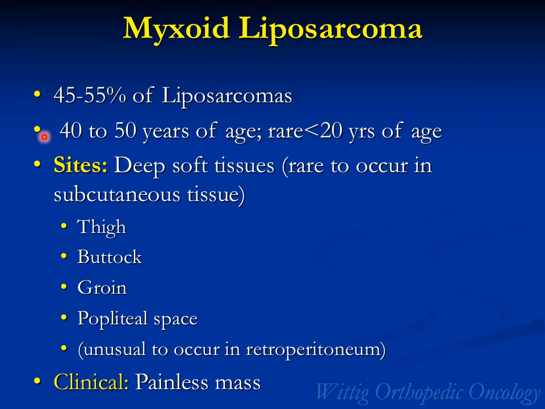They usually occur in the 40 to 50 year age group, rarely in a patient less than 20 years of age. Most common sites are the deep soft tissues. They are very rare to occur in the subcutaneous tissue, as opposed to malignant fibrous histiocytoma, which can occur in the subcutaneous tissue. Most common sites are the thigh, the buttock, the groin, the popliteal space. It's unusual for a myxoid liposarcoma to occur in the retroperitoneum. Clinically, patients present with a painless mass, just like other types of sarcomas.